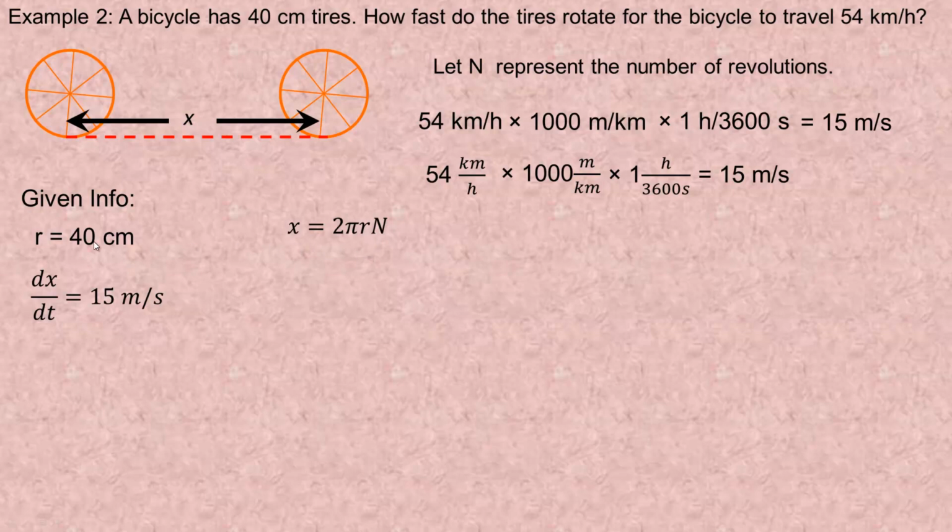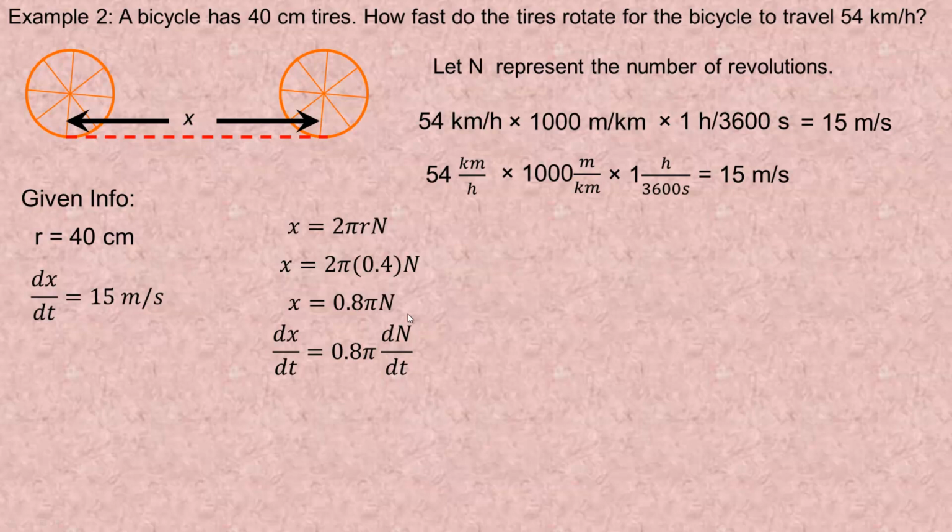But first, we'll substitute the 40 centimeters in. Now I'm in meters per second, so this would be 0.4 meters. So I'm going to put 0.4 meters in place of r. 0.4 times 2 is 0.8. So x is 0.8 pi times n. So this is what we're going to differentiate with respect to time, both sides now. The derivative of x with respect to time is dx dt. And the 0.8 pi is a constant, so the derivative on the right side will be the constant times the derivative of n with respect to time, which is dn dt.